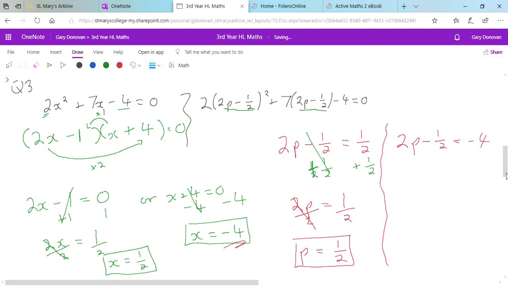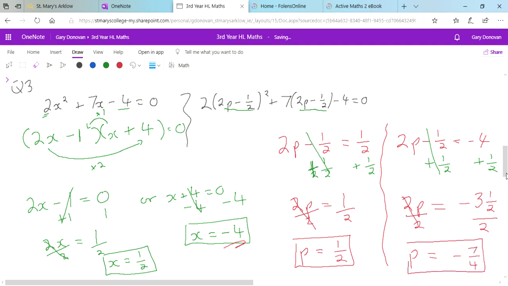Second answer: again, add a half to both sides. They cancel. We'll be left with 2p equals, well, that's going to be minus 3.5. Divide both sides by 2, ignore the dog, p equals, and that will give you an answer of minus 7/4 when you put it in your calculator. And that's the final answer to that one.